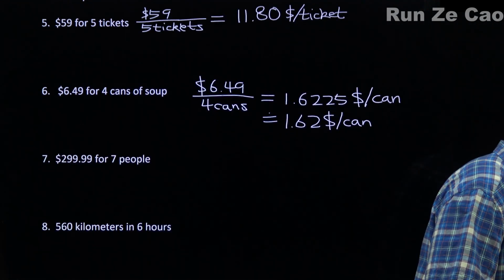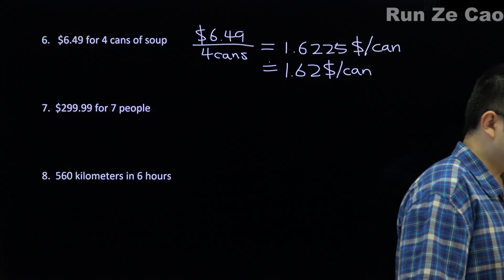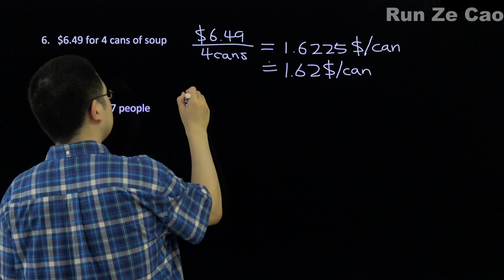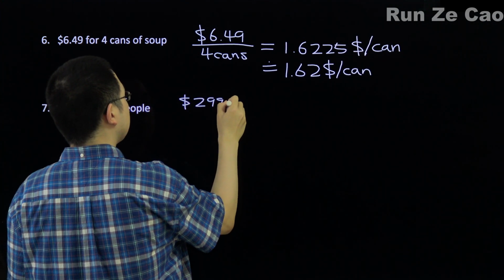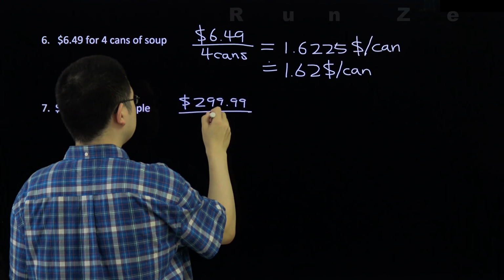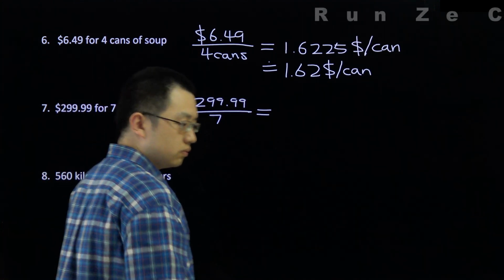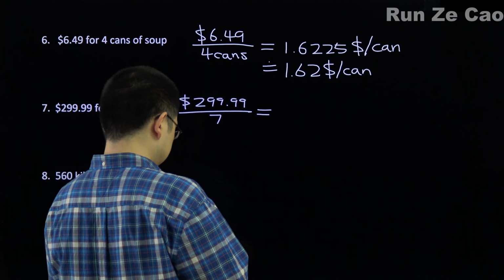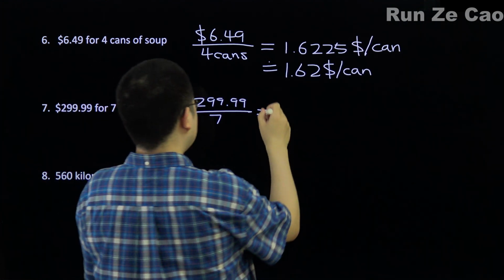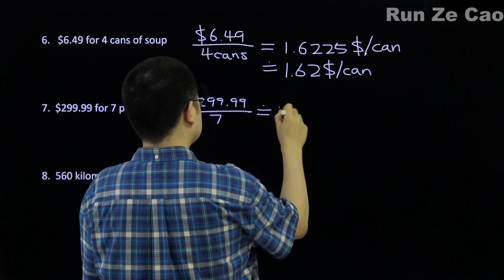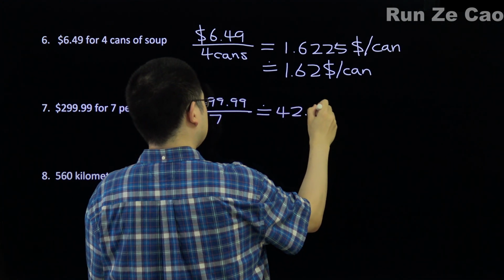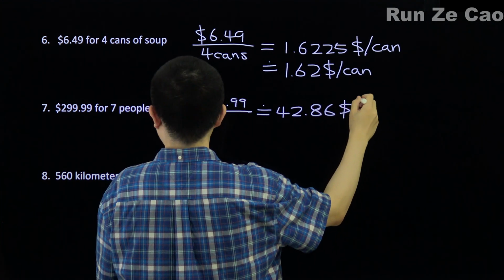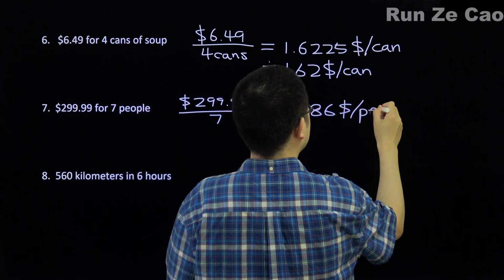Now, how about $299.99 for 7 people? Well, that's $299.99 over 7, which is equal to 299.99 divided by 7. It's approximately, we're rounding just on the first step right away because we used a calculator, $0.86 per person.